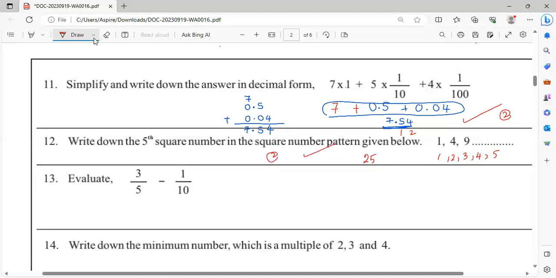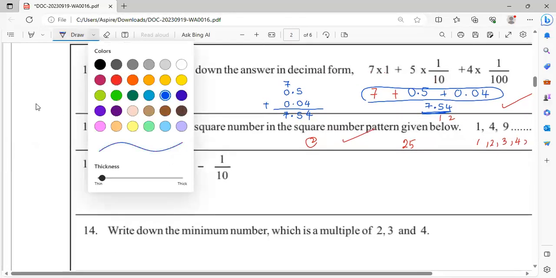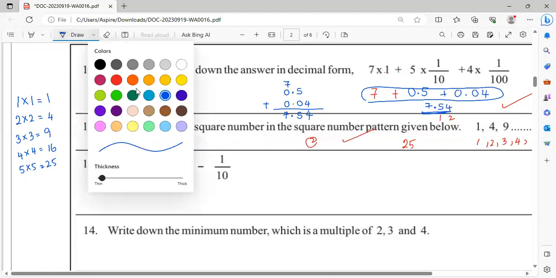How do we obtain the square numbers? Can you remember last week we discussed? The square numbers are obtained by multiplying the same number. First square number is obtained by 1 into 1, it is 1. Second square number is obtained by 2 into 2, it is 4. Third square number obtained by 3 into 3, it's 9. Fourth square number obtained by 4 into 4, 16. Fifth square number obtained by multiplying 5 into 5. Okay.